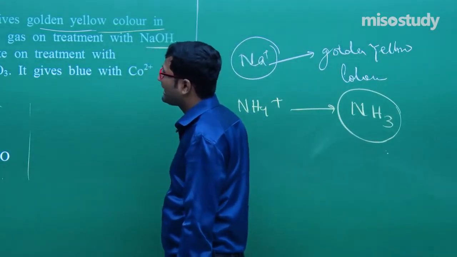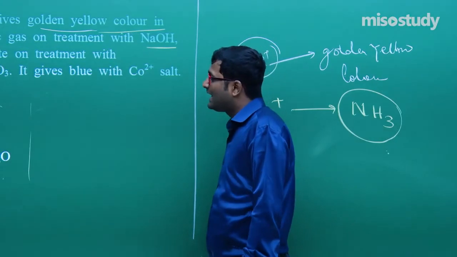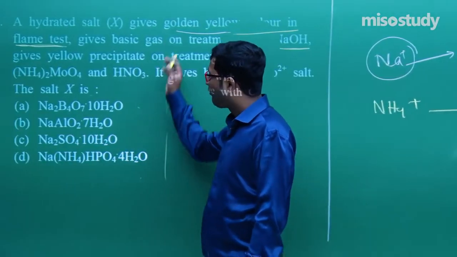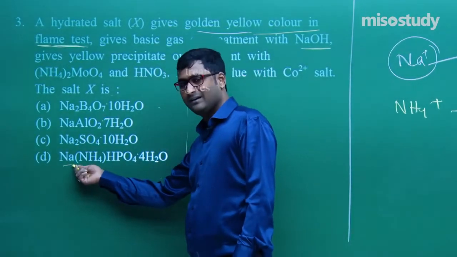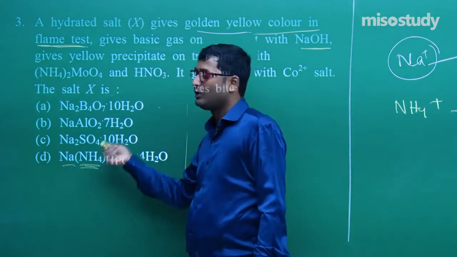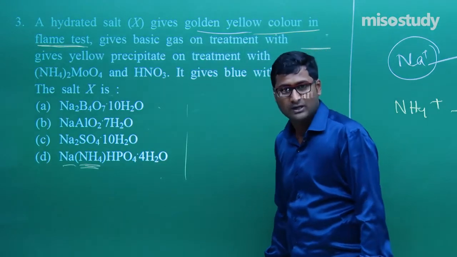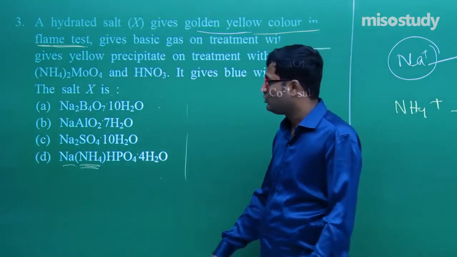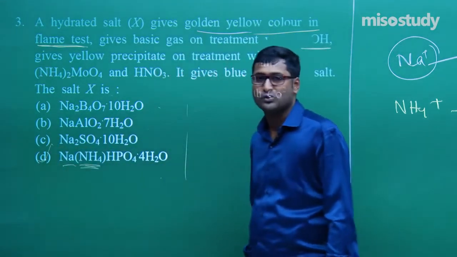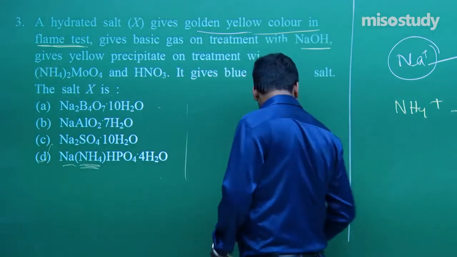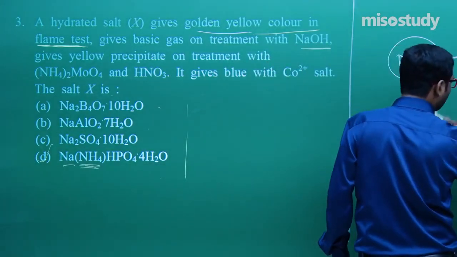So now we can easily observe that the product is first Na and the second one is NH4. We do not need to check out the other things. It's very simple for question number 3. Now we can easily assume D is the correct option. Clear? Now I'm going to rub this part and we'll discuss the next one. Wait for a moment.